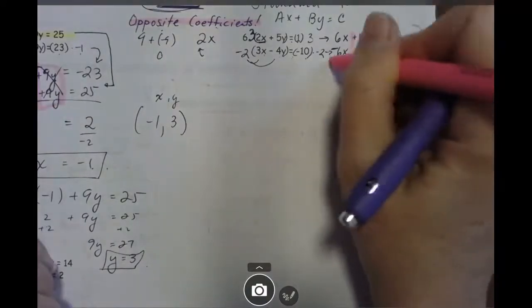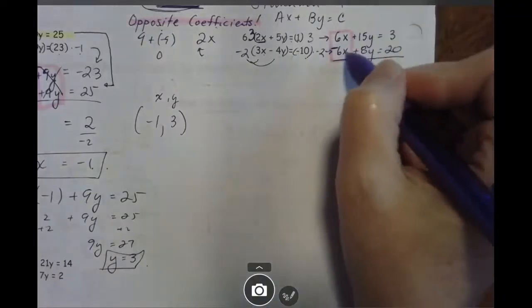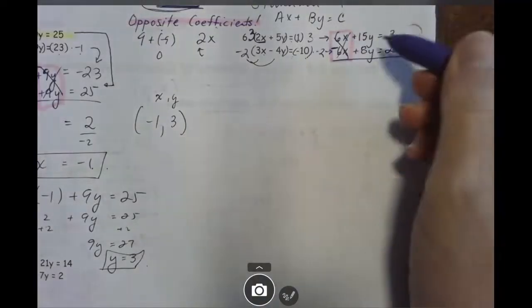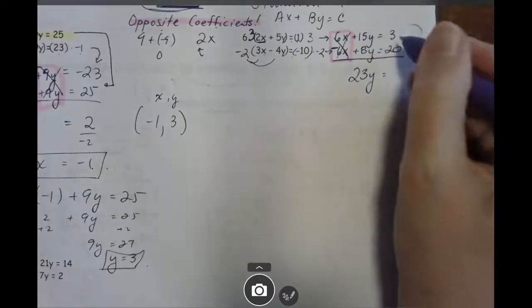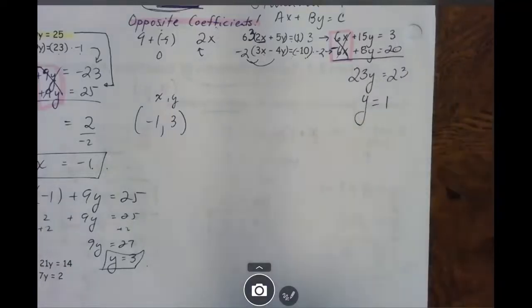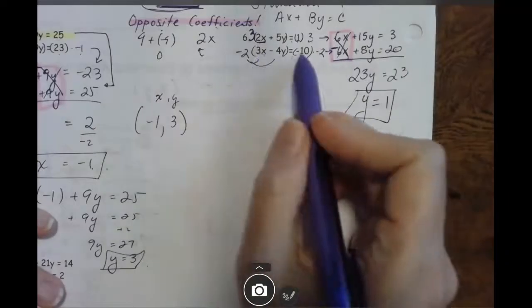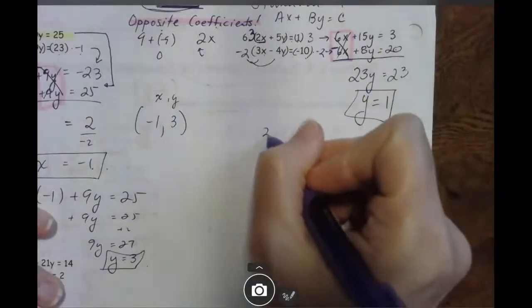I have opposite coefficients on the x's. A positive 6 and a negative 6 cancel. 15y plus 8y is 23y. 3 plus 20 is 23. It is a miracle that y equals 1. We are going to take that y value and use substitution and plug it back in. You can choose the top or the bottom. It does not matter. I'll go for the bottom this time.